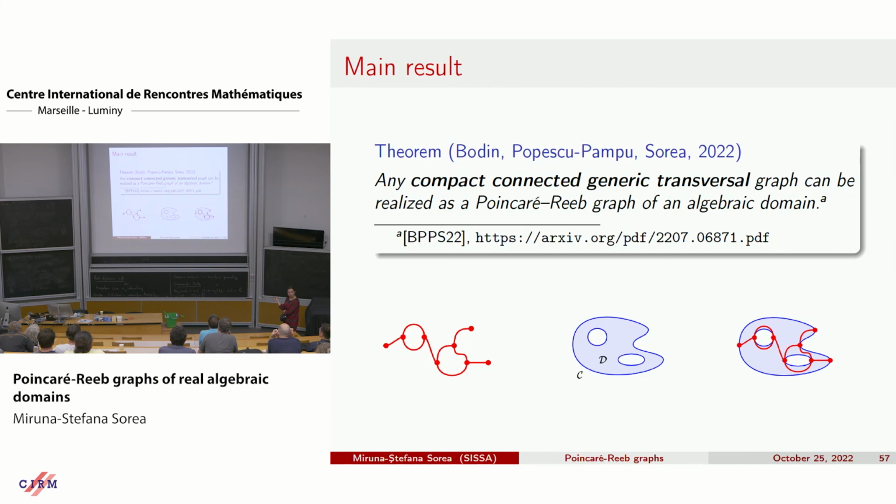So given a graph that is transversal and generic, so no two vertices on the same line and so on, as I was saying before, can we realize it via an algebraic domain? And yes, the main part of this generalization is for compact and connected graphs. Yes, they can be realized. This is the theorem in the preprint with Baudin and Popescu-Pampu.